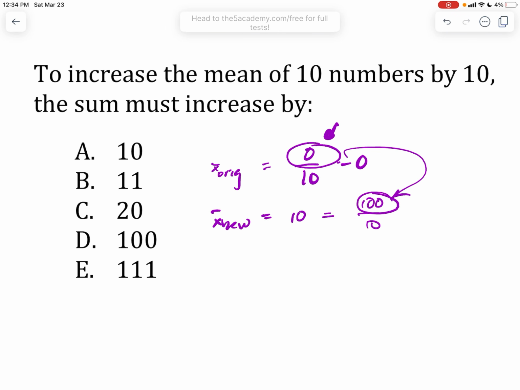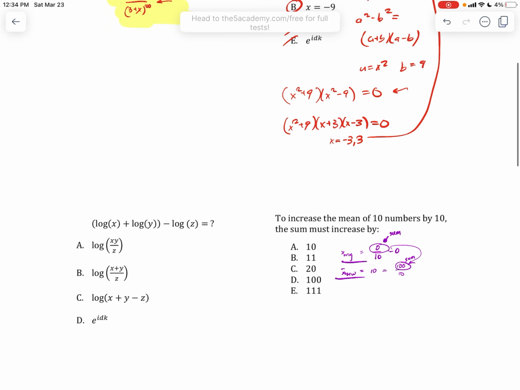This is just your sum, the sum, right? The sum is what's in the numerator of the average formula. Hopefully that made sense. Again, just trying to give some light to that.